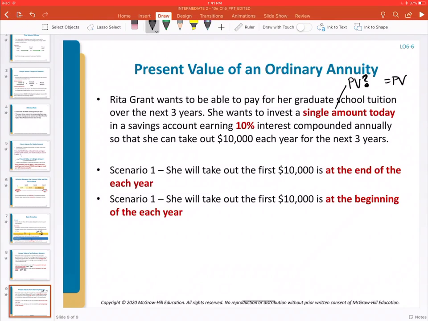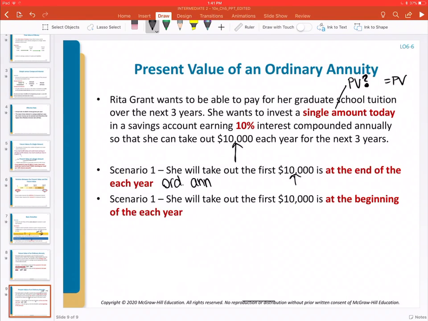So we want to invest a single amount today, and we can assume that that single amount will earn a 10% interest annually. And what we want to be able to do is extract $10,000 out of that fund every year for the next 3 years. We are going to go through these scenarios again where we have either an annuity due or an ordinary annuity. Scenario number 1, we want to take out that $10,000 at the end of each year. So that's going to be our ordinary annuity.